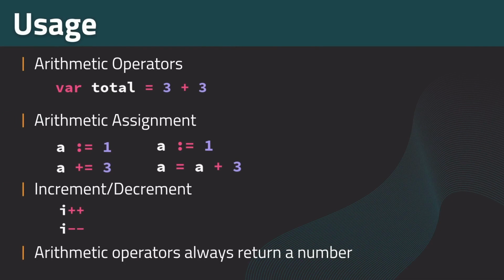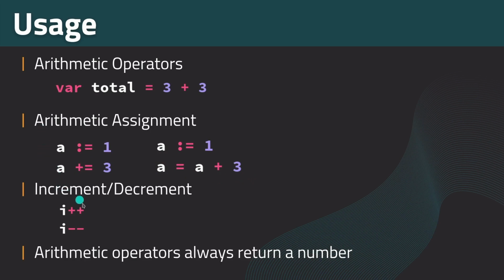Let's take a look at how to use some operators. So for using arithmetic operators, here we're creating a variable named total, and we're just using 3 plus 3. So our operator here is plus, our operands are 3 and 3, and that'll be assigned to 6, and it'll be placed into the total variable. To use arithmetic assignment, here we're creating variable a, setting it to the value of 1. We're using plus equals with 3, and so that will take the existing a and add 3 to it, and then a will now be equal to 4. And that's the same as doing a equals a plus 3. So this is just a shortcut for doing that.